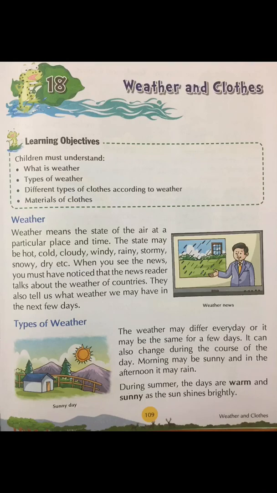So, now we are going to start and we will come to know about what is weather. Weather means the state of the air at a particular place and time. Weather का मतलब होता है किसी जगह पे, किसी एक particular time पे, हवा का क्या state है, हवा किस तरीके की है, रुकी हुई है, धीमी है, तेज है.